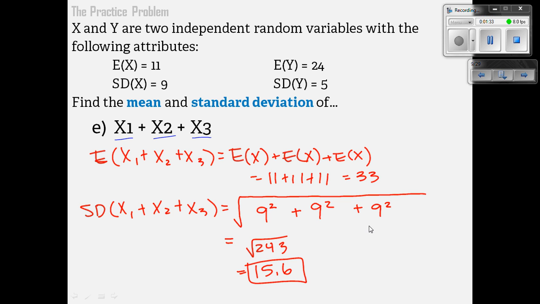If we had done it just as 3 times x, we would have gotten 3 times 9, which is 27. So it's a completely different number. You may notice that our answer to part A and our answer to part E for expected value is actually the same, but our standard deviation is different. So this is not the same as 3x, and we need to understand that.